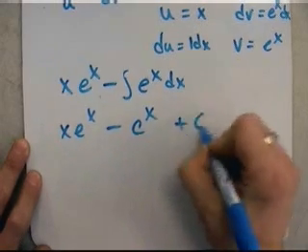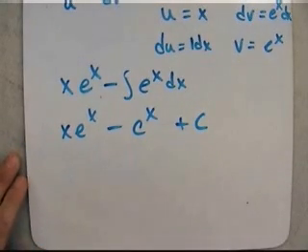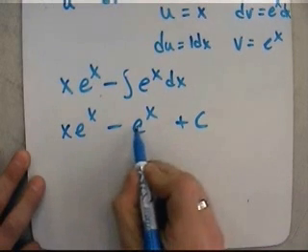So we got e to the x, add your constant, you're done. Yeah, that sounds awesome. That was pure talent. Okay?